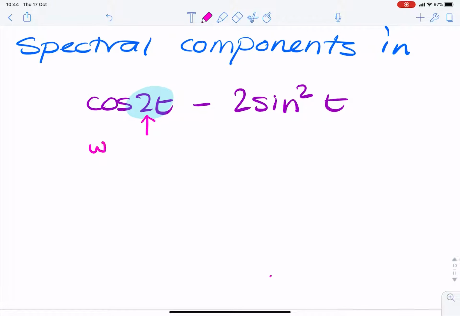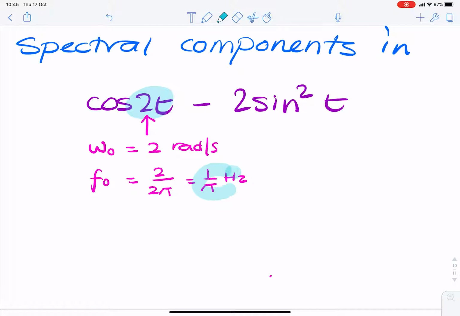So that's our frequency of 2 radians per second. So the actual frequency in hertz will be that divided by 2 pi. So that's our first component at 1 over pi hertz. So that's one component. Are there any others?